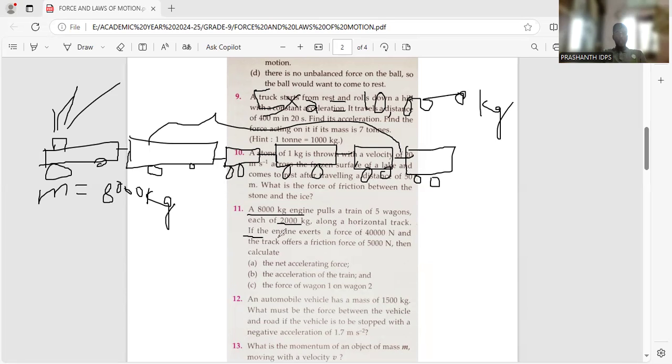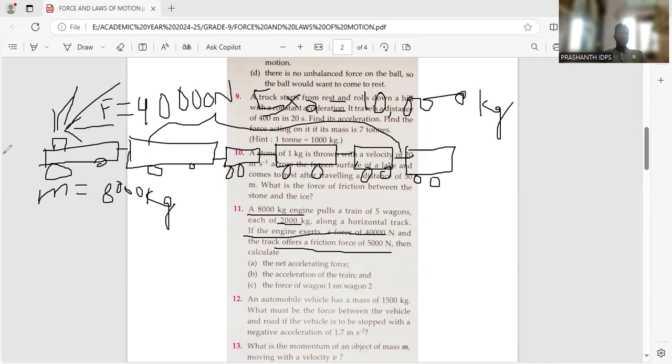And the engine exerts a force of 40,000 newtons. The engine is pulling in this direction. What is it pulling? It is pulling the remaining five wagons. And how much force? Force is equal to 40,000 newtons. It is applying 40,000 newton force. And the track offers a friction force of 5,000 newtons.